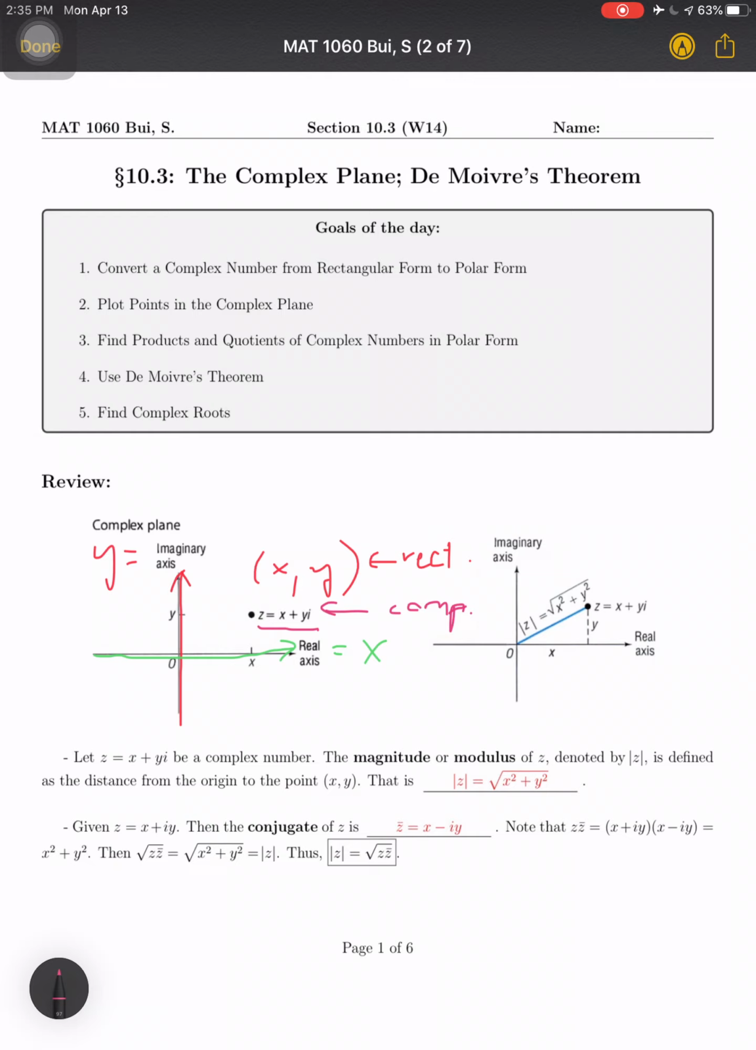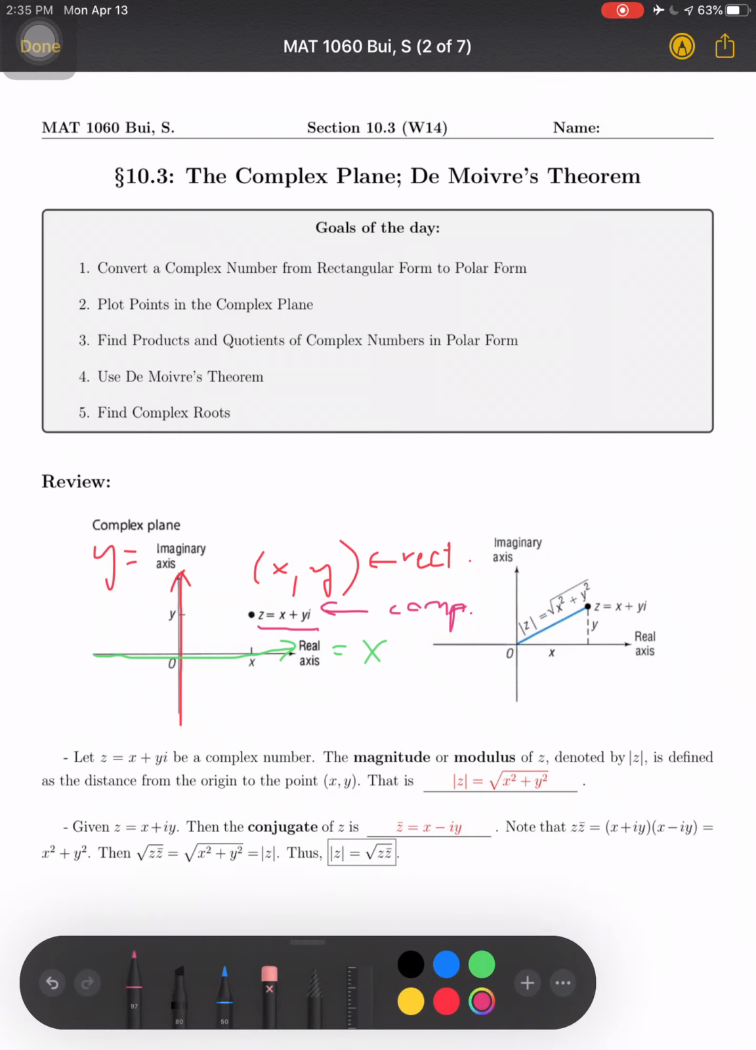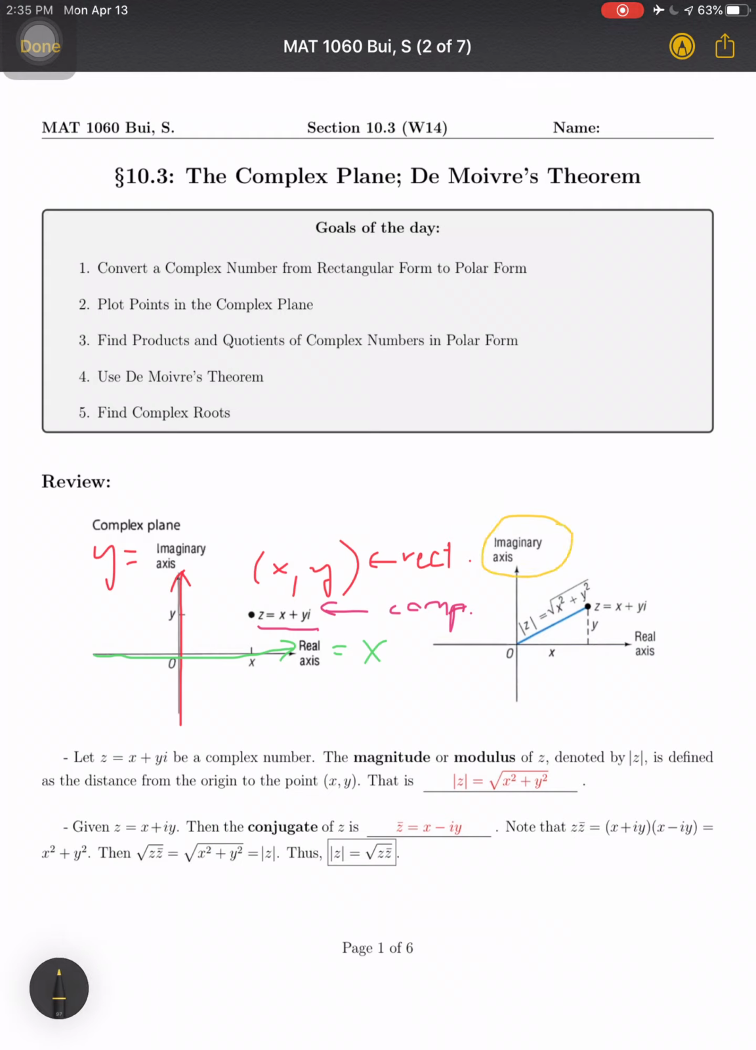Okay, and then speaking about this picture in here, I want to show you again that the two axes in here, we have to change the name of them, so it's not going to be the y axis and x axis anymore. We're going to call them the real axis and the imaginary axis, okay?